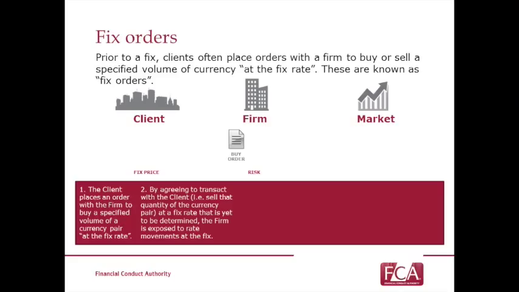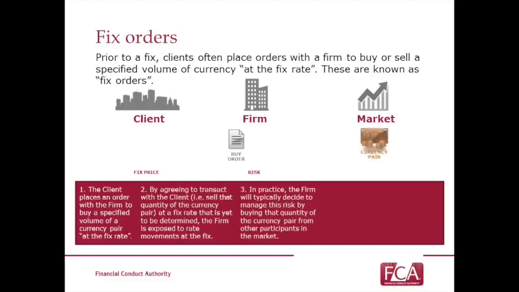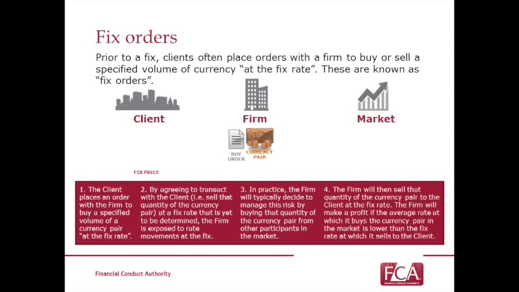A firm will typically buy or sell currency in order to manage this risk, for example by trading in the market or netting off, for example where a firm has a buying interest for the fix and trades with a market participant which has a selling interest. So in this example, the client wants to buy a currency pair and the firm is agreeing to sell that quantity of the currency pair to the client at the fixed rate. What this means in practice is that the firm with this buy order will make a profit if the average rate at which it buys the currency in the market is lower than the fixed rate at which it sells to its clients. There is nothing wrong with a firm which is legitimately managing its risk making a profit through trading at the fix.